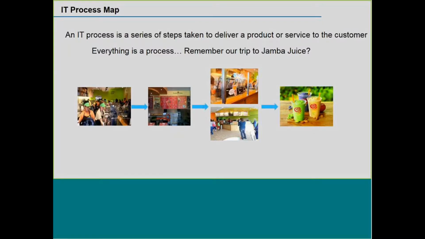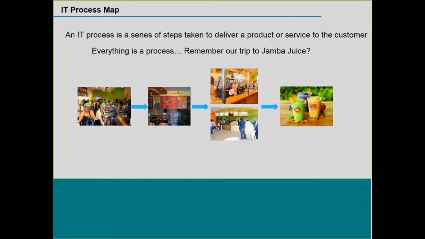We start by defining process with looking at an actual process map. An IT process is a series of steps taken to deliver a product or service to the customer. If we think about it, everything we do in life is a process. We get out of bed in the morning, make a cup of coffee, get dressed, go to work. That's a process. Arrive to work, say hi to Bob, sit down at our desk, turn our computer on. This is all a process.